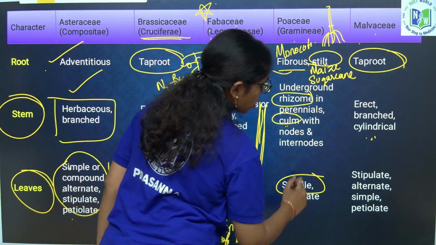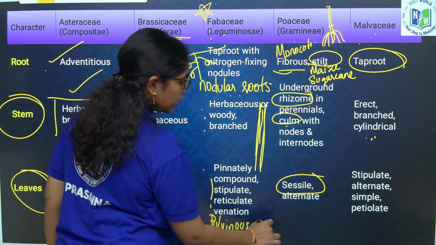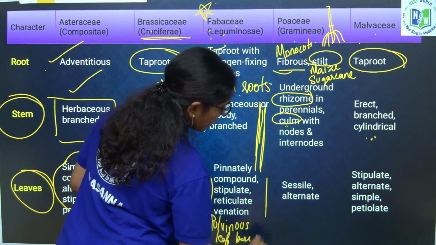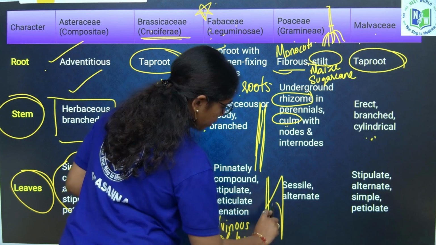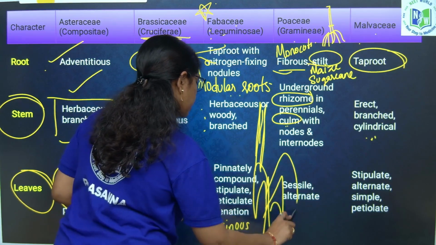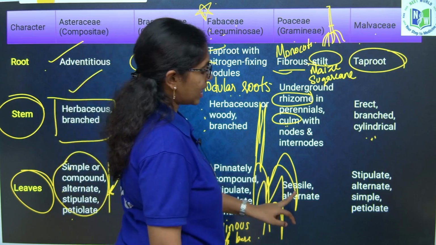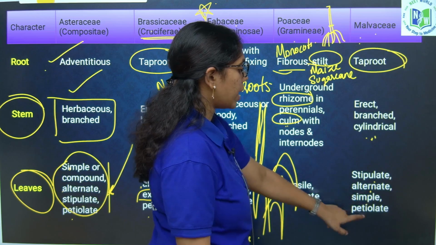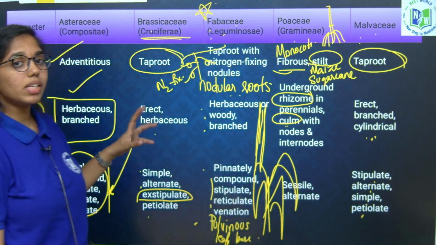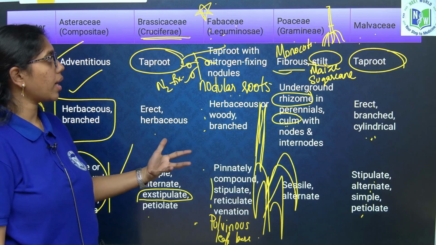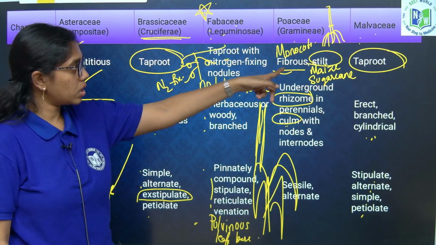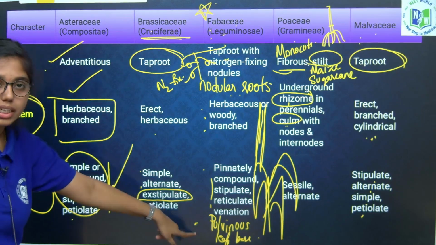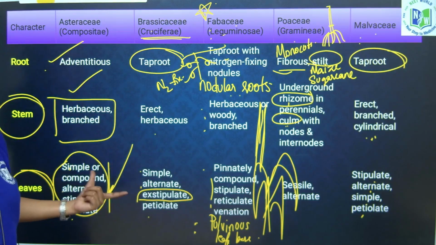Poaceae, sessile leaves. What is sessile leaves? If the leaf is directly connected to the stem without any petiole, that is called sessile leaves and they are alternate. Next, Malvaceae, stipulate, alternate, simple and petiolate. These are the vegetative characteristics. Mostly what you have to remember: nodular roots of Fabaceae, stilt roots of Poaceae and rhizome stem modifications of Poaceae and pulvinous leaf base of Fabaceae. This you have to remember most.